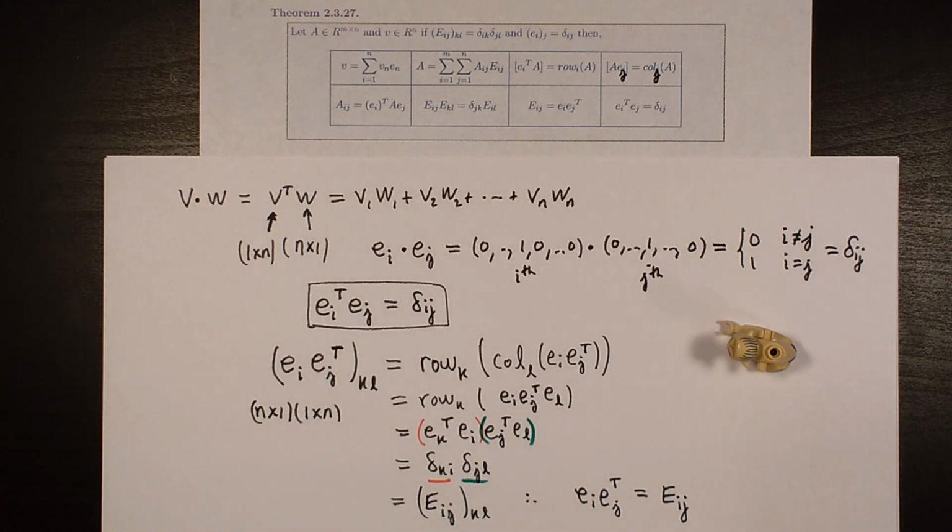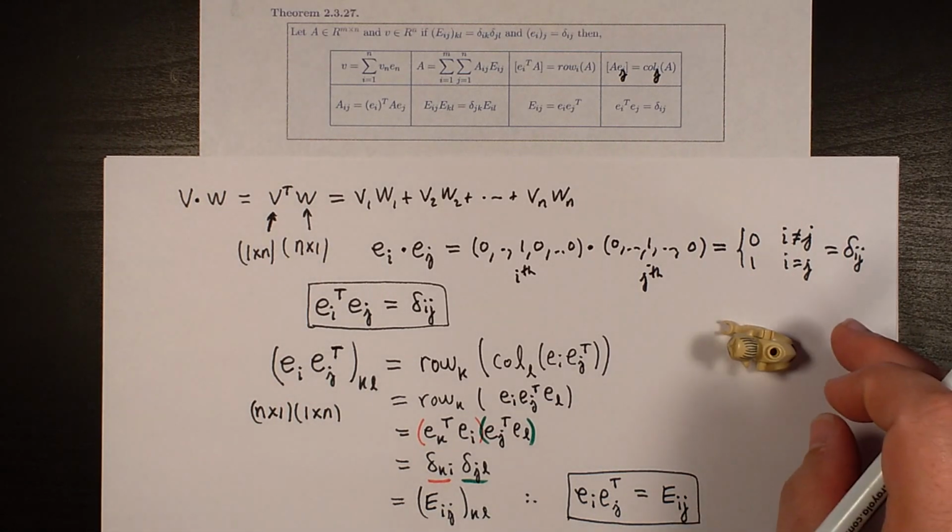But lo and behold, remember how we defined the matrix unit E_ij? We have exactly the kl component of E_ij, and this is true for arbitrary k and l. So there you have it: E_i times E_j transpose is E_ij. So we can build the square matrix units at least from products of the standard basis. In the rectangular case, you can still do it, but then you have to work with standard bases of different size, which you can do.